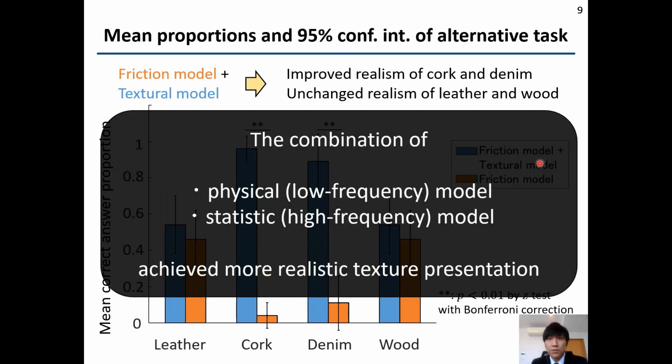In summary, the combination of physical model for the low-frequency component and statistical model for the high-frequency component improved the realism of virtual textures.